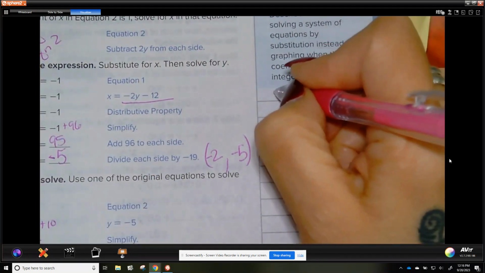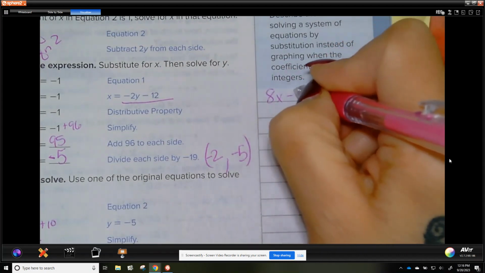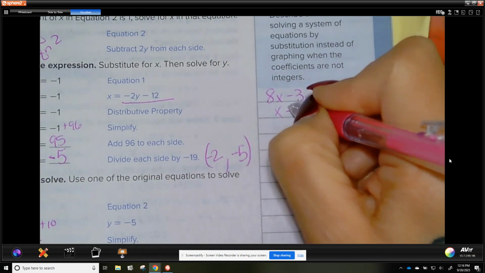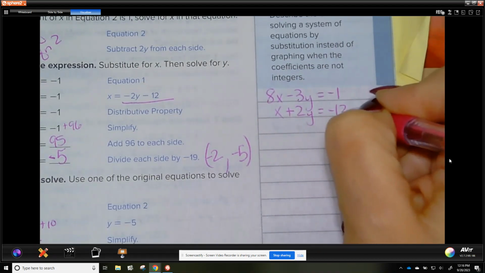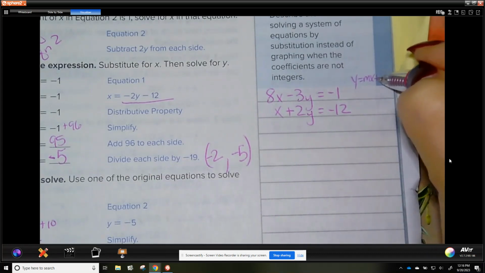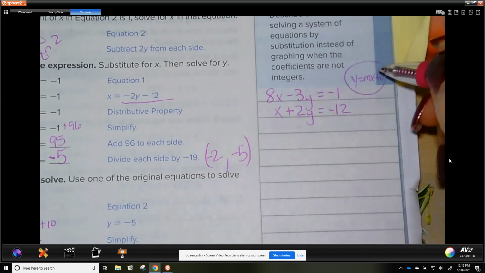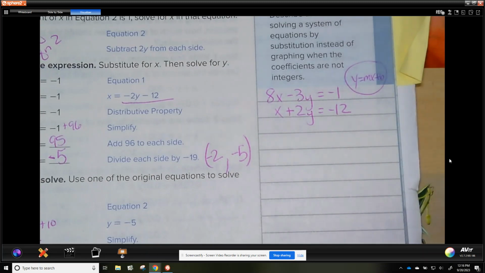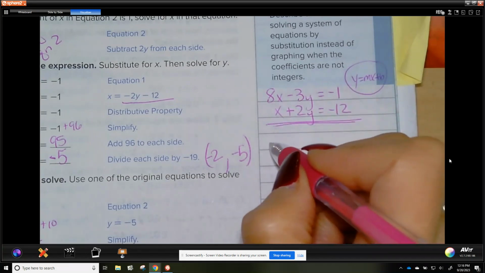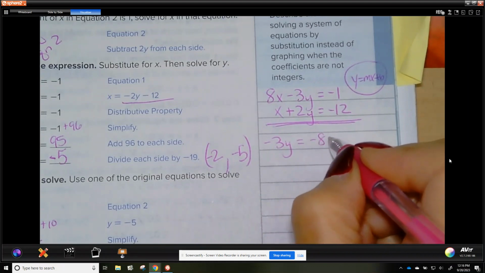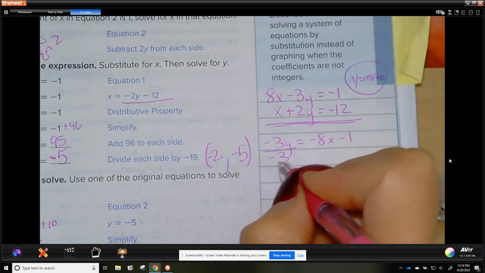Another way you could do it is to write each equation, and I'm going to rewrite it over here on the right, in slope-intercept form. So y equals mx plus b. The mx doesn't really have to go first, but y is by itself and all the rest following. So let me do the first one. There's my original. I'm going to get negative 3y, move the 8x over, so it's negative 8x minus 1, divide by negative 3.